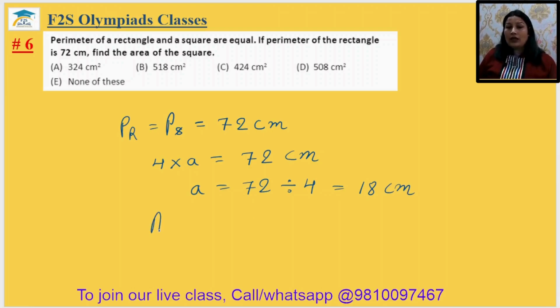Okay. Now area of the square, we know that side multiply by side. This is 18 multiplied by 18 equals 324 centimeter square. It is in the option number A. Sixth answer will be option A.